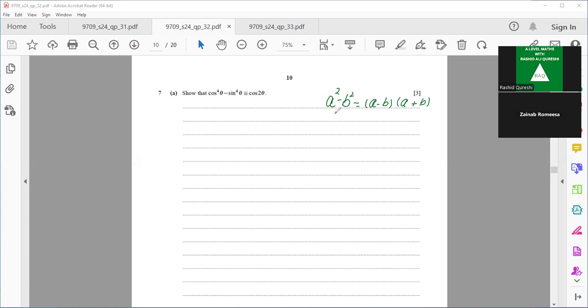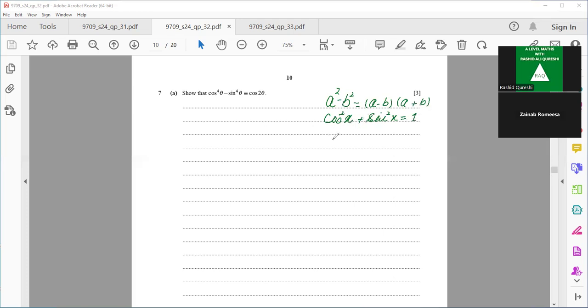The second formula belongs to the identities. So cos square of x plus sine square of x is always equal to 1. That is the second formula.